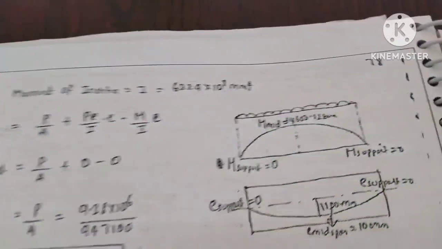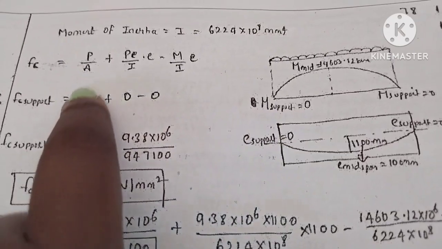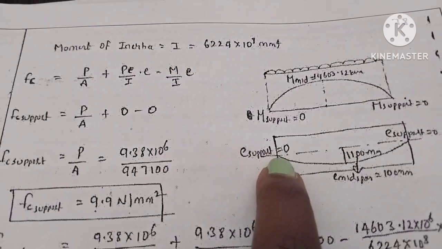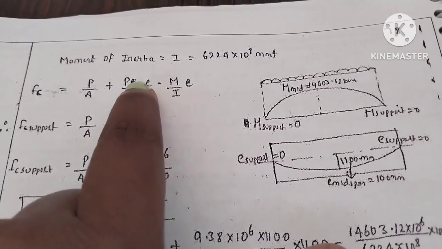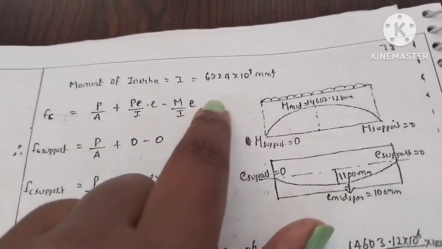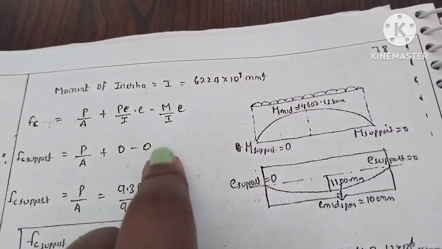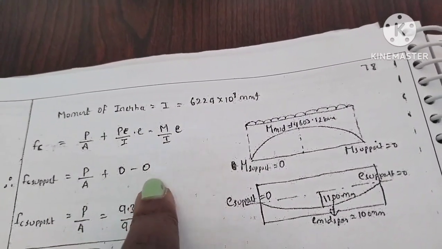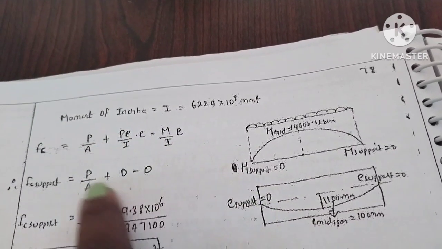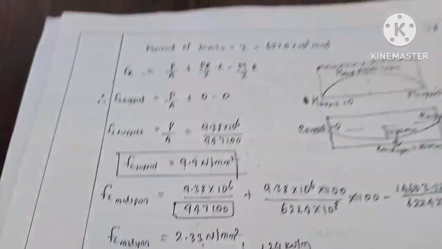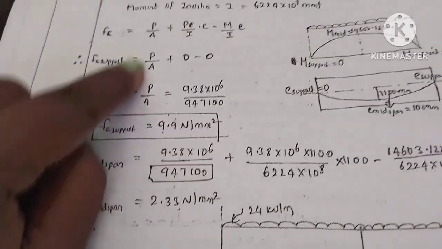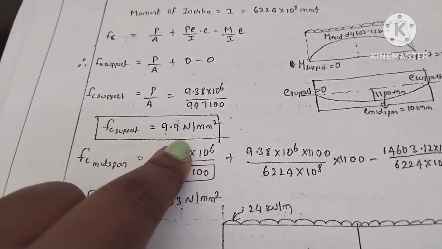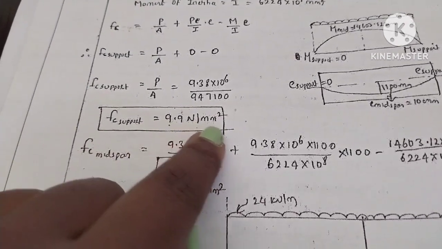Whichever is the maximum value will be considered as the FC value. Since it is at the support, we calculate P by A, and here the eccentricity value at the support will be 0. Since it is 0, multiplied by anything is 0. Here also the eccentricity value is 0 when substituted, because it is at the support. So you get your FC at the support, that is the average stress at the support, as 9.9 Newton/mm².